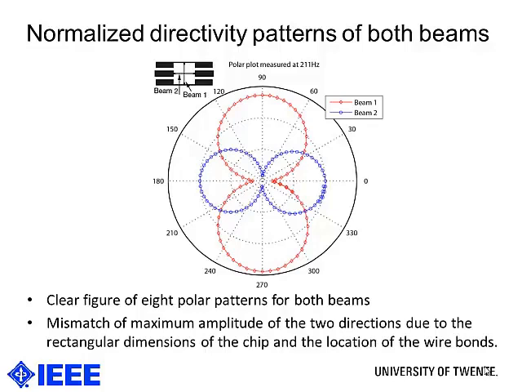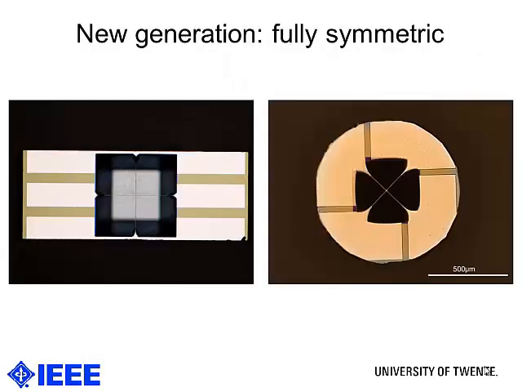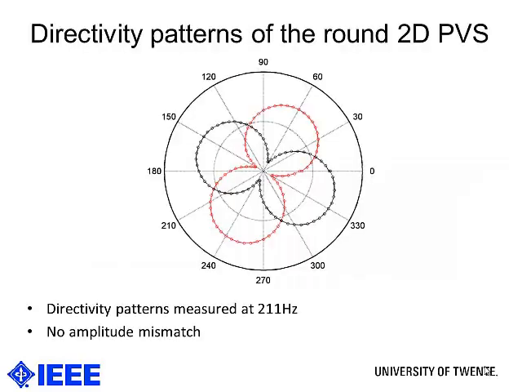And in the second generation, something that is not in the proceedings, by the way, because these were done in the past couple of months, this is the first chip we produced. This is the measurement that you just saw. And then we went on producing round chips after changing the whole process. These have beams about 400 to 500 micrometers long. The principle is exactly the same, only the shape of the chip is different. And if you look at the directivity patterns of this last chip, you'll see that it is perfectly symmetrical, 90 degrees. There is no change in amplitude between the two wires. It is perfectly symmetrical. No amplitude mismatch.